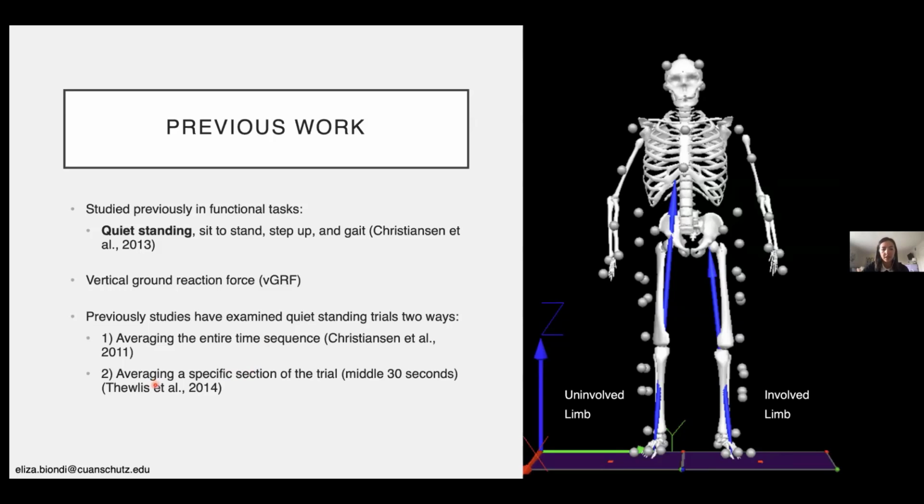rationalized averaging just the middle 30 seconds by patients needing time to find a steady state, and then they also expected an anticipatory response at the end of the trial. However, my project was focused on variation within these trials themselves from beginning to end with weight-bearing asymmetry and if data should be looked at in a different way.